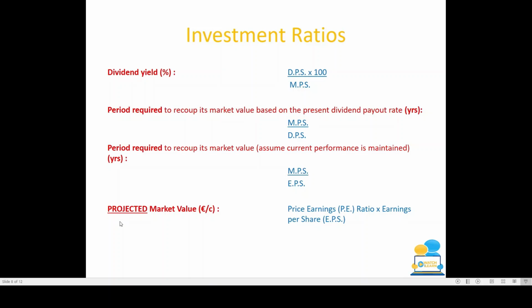And again, another one that can be asked sometimes is your projected. So you will use next year's figures if they're given to you in the box. You won't be using this year's figures. So projected market value is just the price earnings ratio, your PE ratio, multiplied by your earnings per share, your EPS. And again, that's projected, so you'll be using the figures that you're given in the box in the question for next year. Sometimes you'll be given last year's figures to compare with, sometimes next year's.